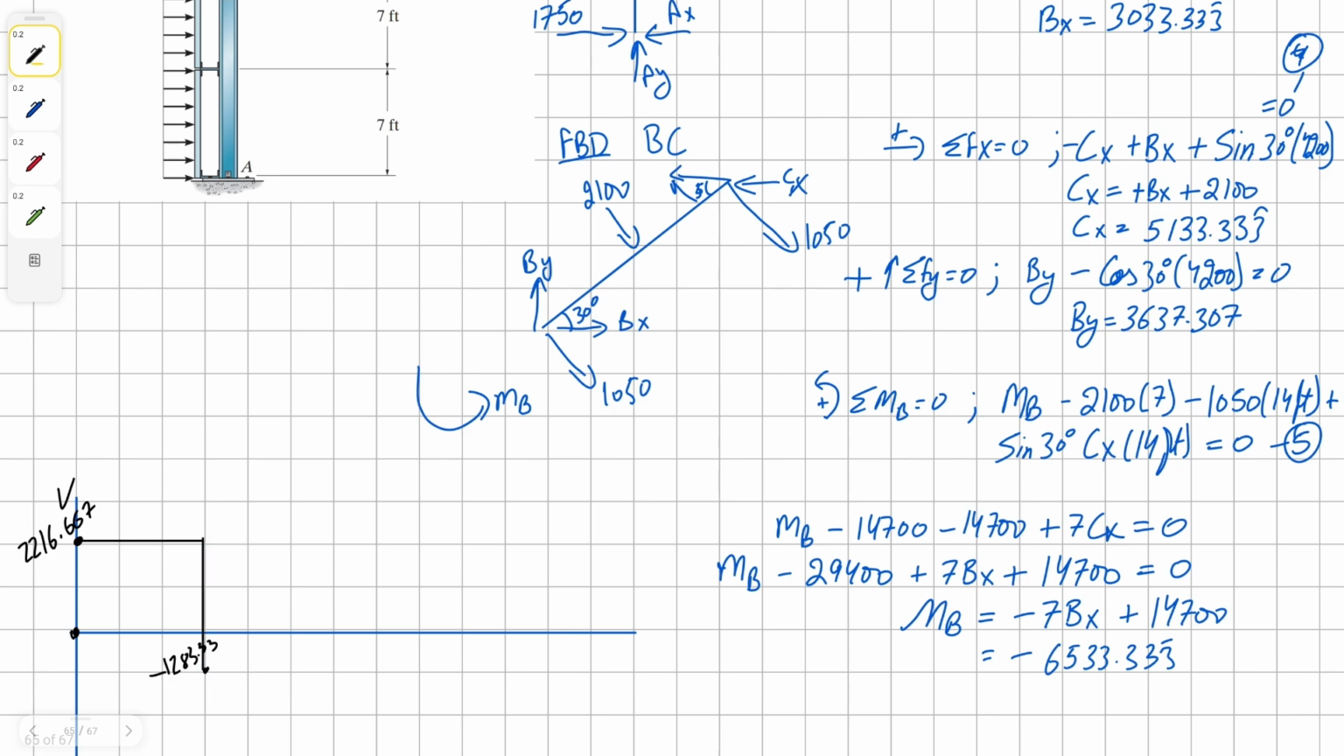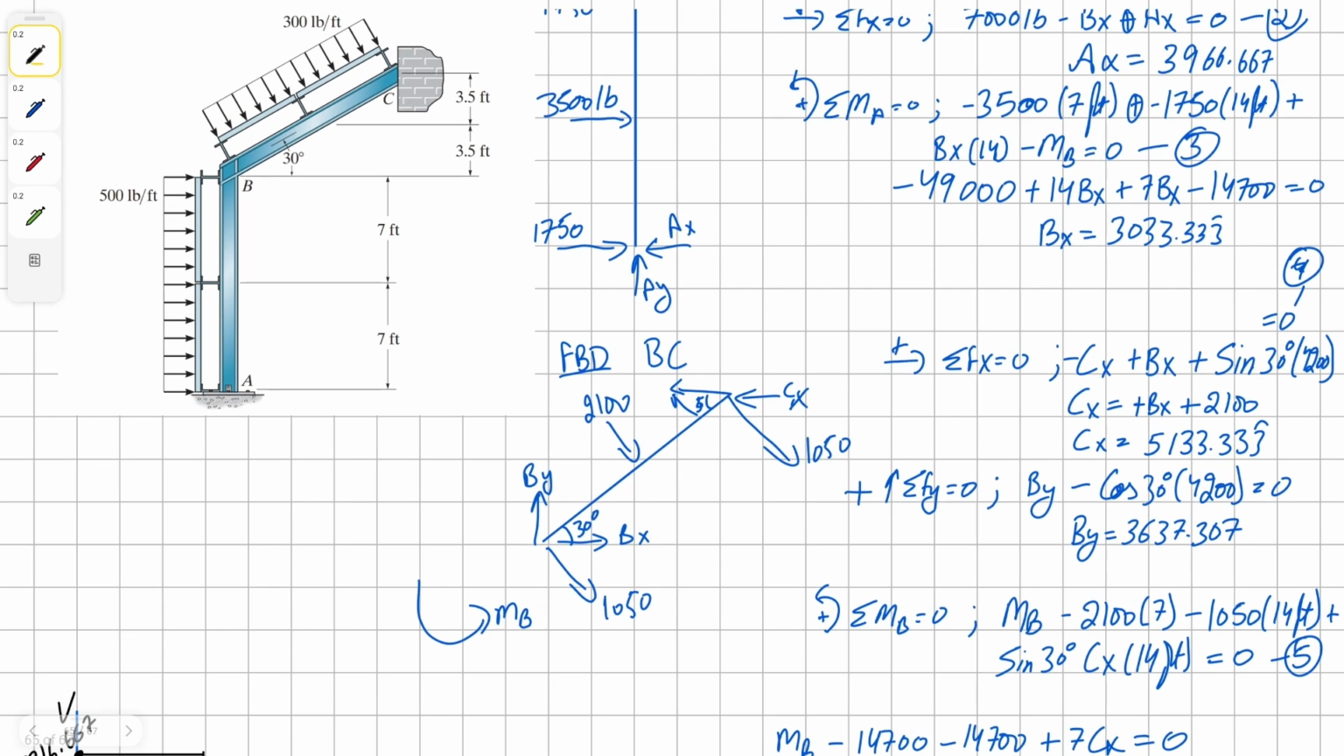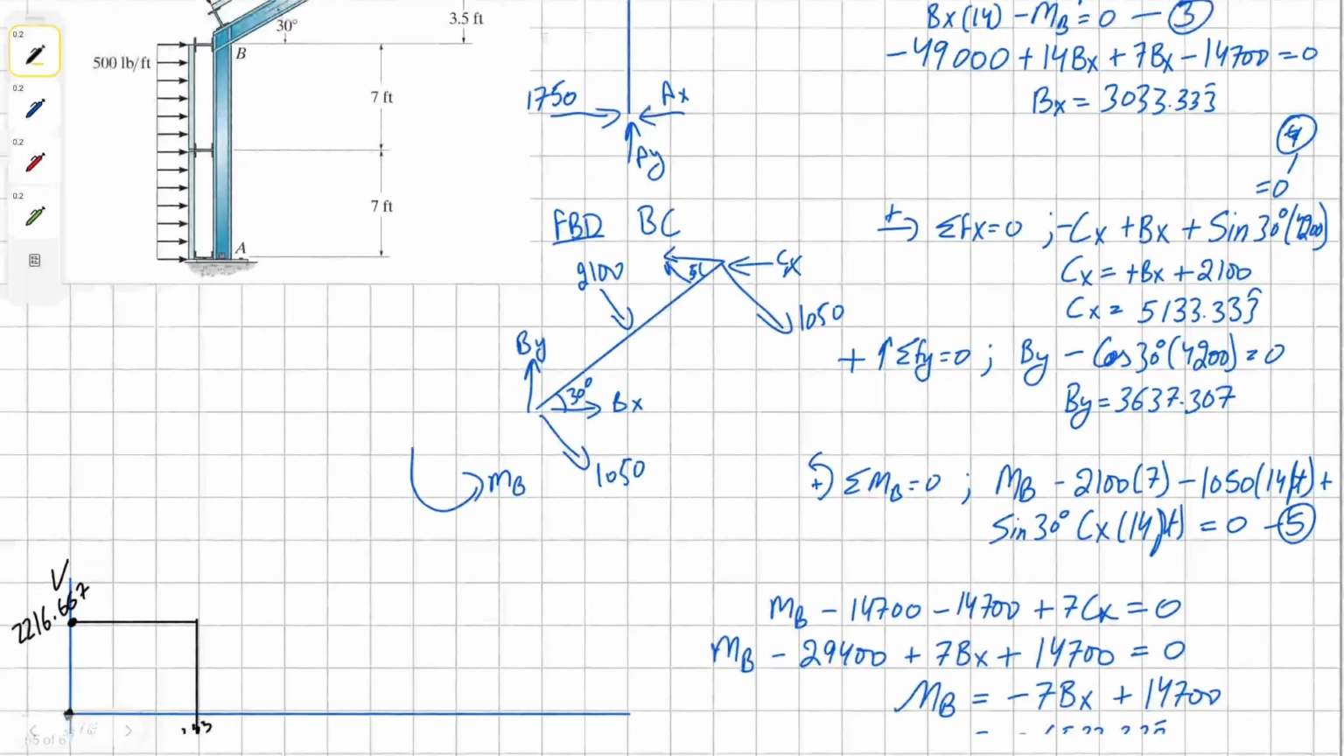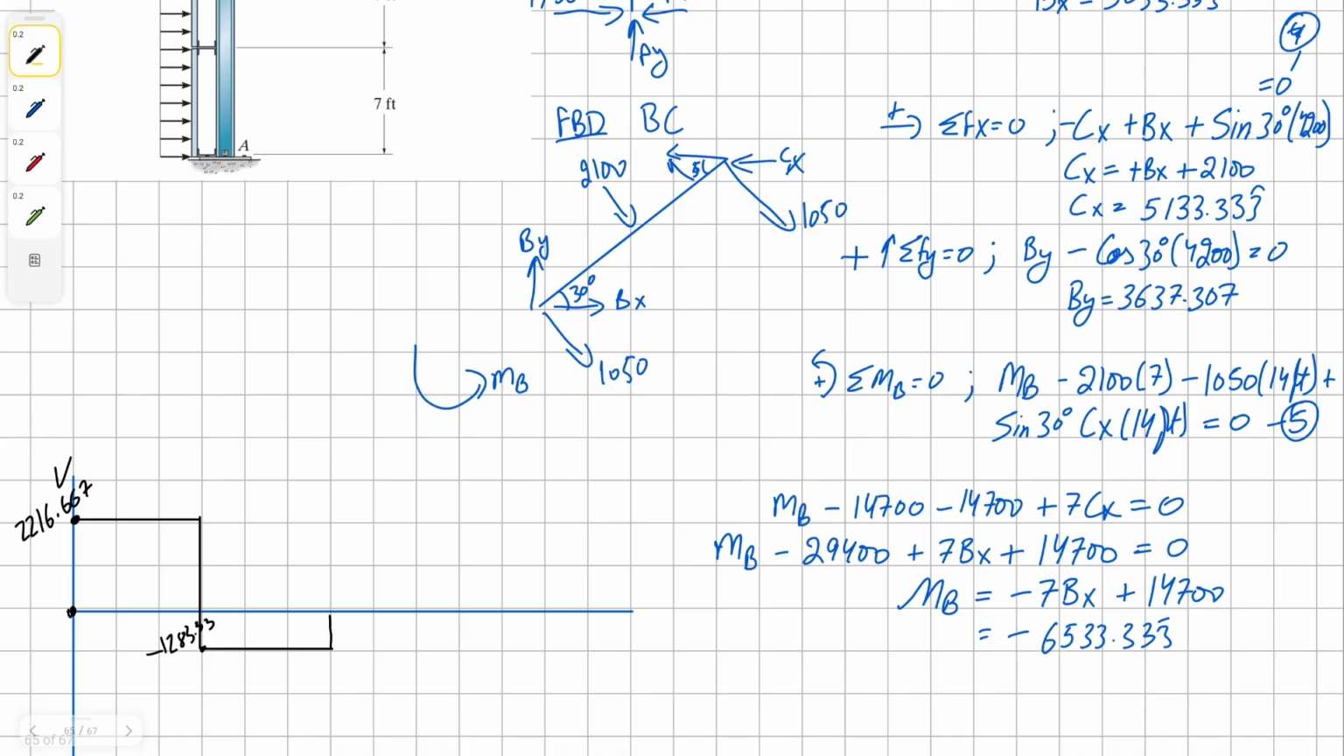And from there, again, nothing's going to happen for 7 feet. At this time, we're going to have two conflicting forces just like before. So we have 3033.333. Take away 1750 gives us 1283.333, which will bring us upward to our zero mark. And this is our section AB.